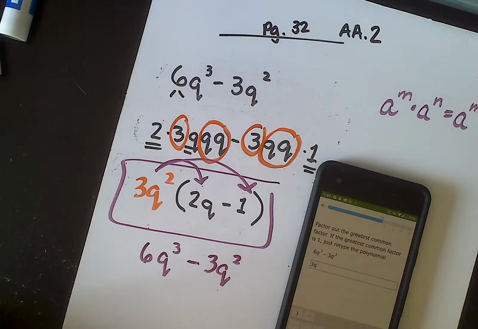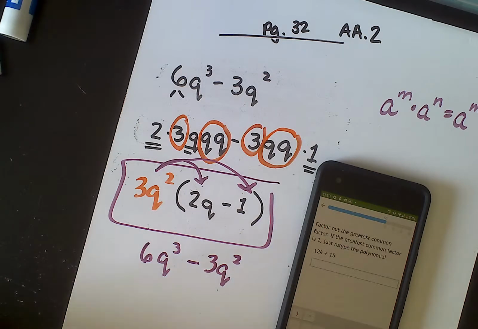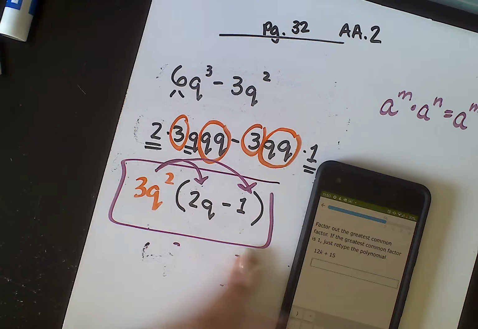So 3q squared times 2q, then minus 1. Okay. So this one's a little different.